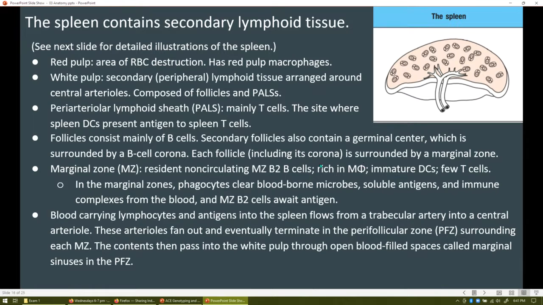Each follicle, including this corona, is surrounded by a marginal zone where you have resident non-circulating marginal zone B cells. Marginal zone B cells are a specific kind of B cell that is really good at binding to bloodborne pathogens like Streptococcus pneumoniae and other things that have polysaccharide coats and are likely to enter your bloodstream. They're also good at binding to soluble antigens and immune complexes from the blood, and so on. So I think that's about all I need to say.